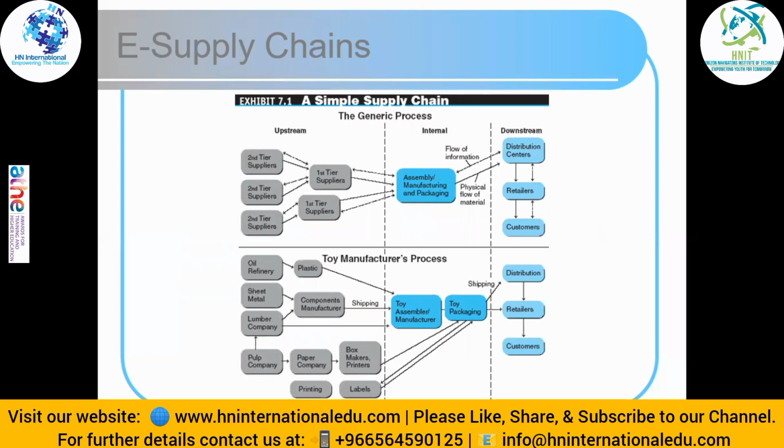Now they have shown us the simple supply chain process, or you can say a flow chart. You can even make it on your own as well. Okay, now what is upstream and what is downstream, and there is a thing between, called internal process. The generic process is from upstream to internal to downstream. Now, what are the upstreams? In every organization there is a hierarchy, right? Okay.